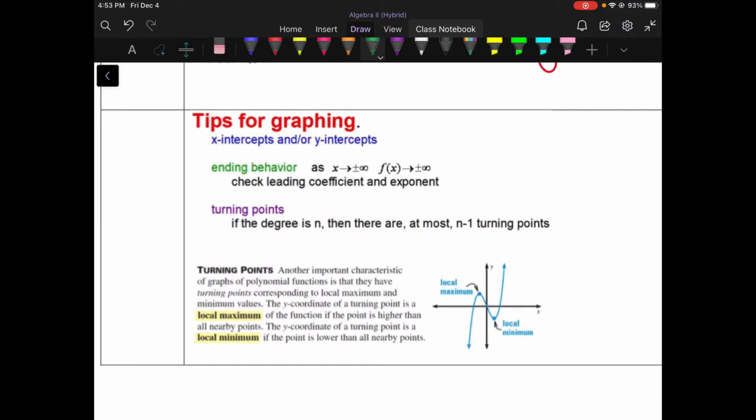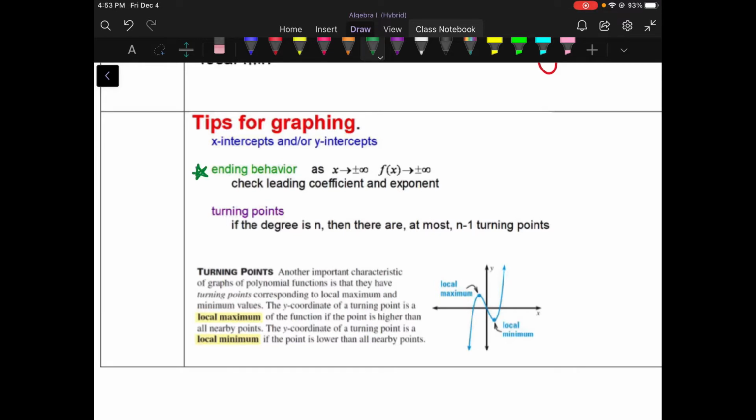All right, so tips for graphing. Obviously, checking end behavior was something that we did last unit, so that's a good way to tell if your graph looks kind of like this or that, or like my sketch. It gives you a general idea of the general shape, and then you can also tell how many turning points your graph will have.